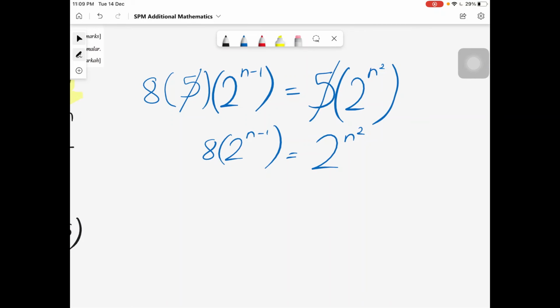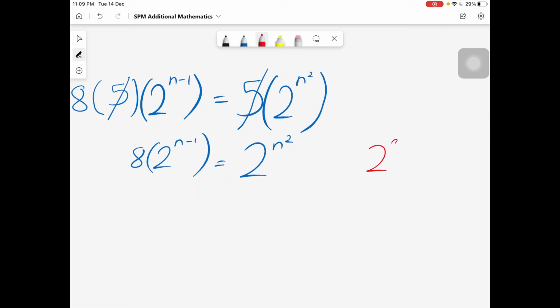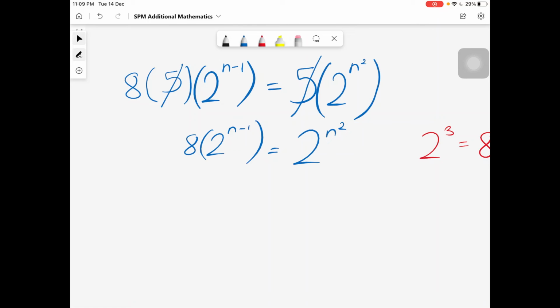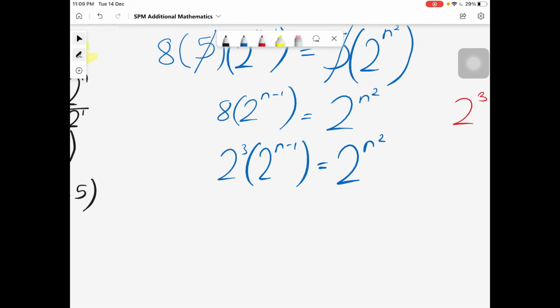Now, how do I change this number 8? How do I change it to base 2 so that I standardize it? We know that 2 power of 3 equals 8. 2 power of 3 equals 8. So can I say that 2 power of 3 multiplied by 2 power n minus 1 equals 2 power n squared? Yes, we can. Very simple.